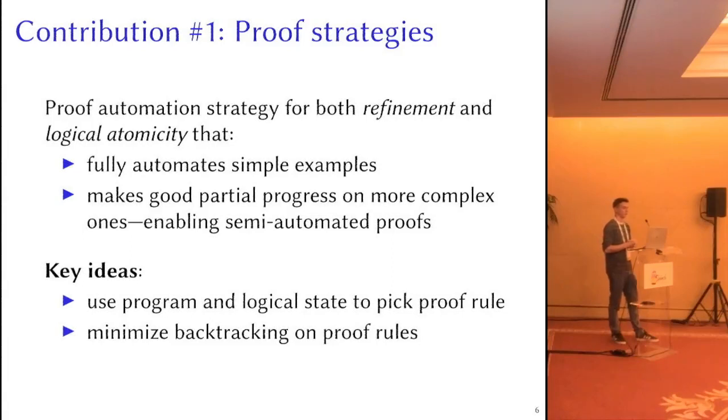But also this is really key for the partial progress part. Since as soon as you start backtracking on proof rules, partial progress kind of goes out the window, since it returns either completely solved or no progress.